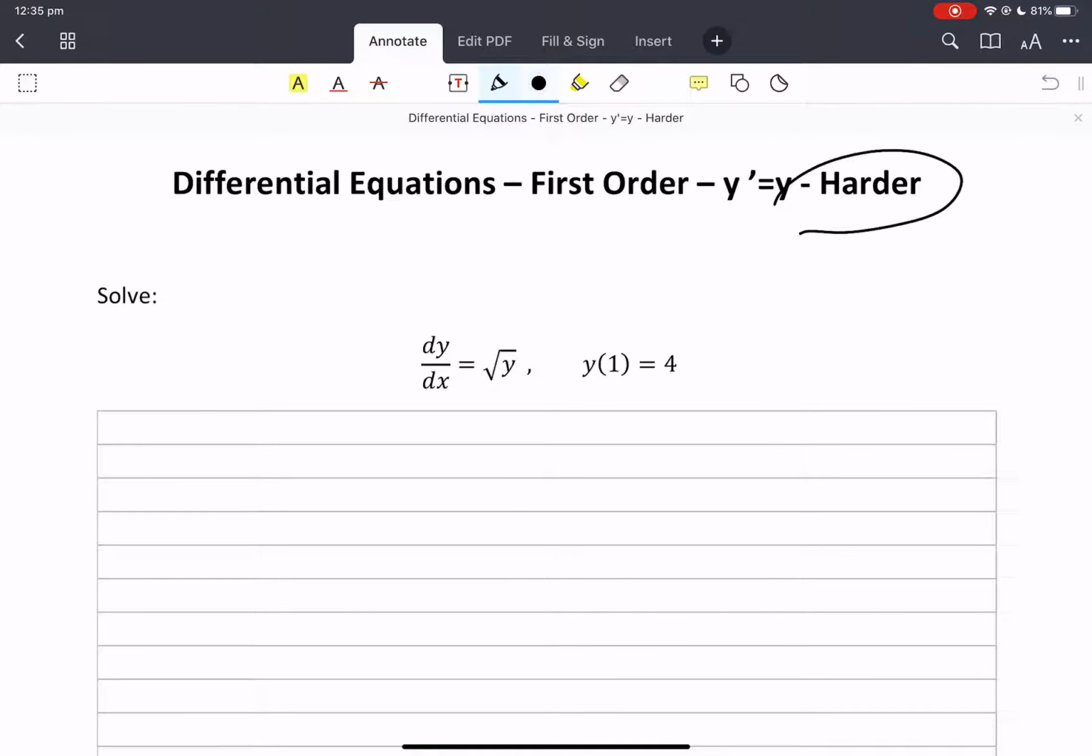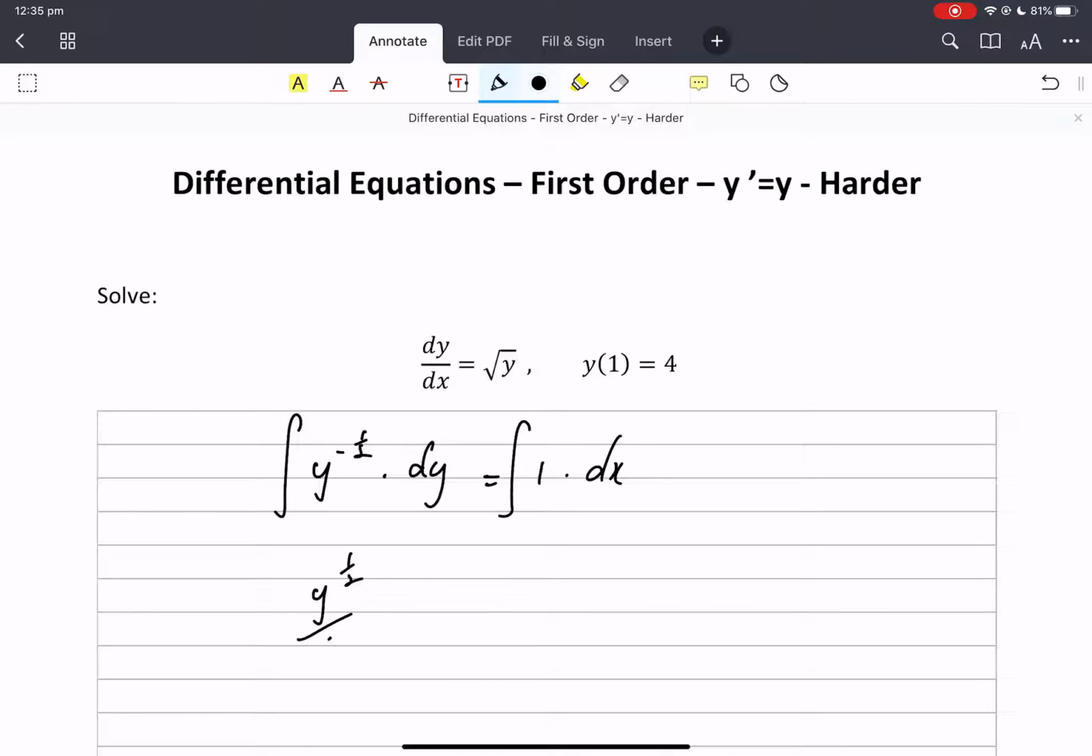These are a little bit harder. Let's see how these go. Y to the minus a half. Yep. Integrate both sides. So that's going to be y to the half on a half.